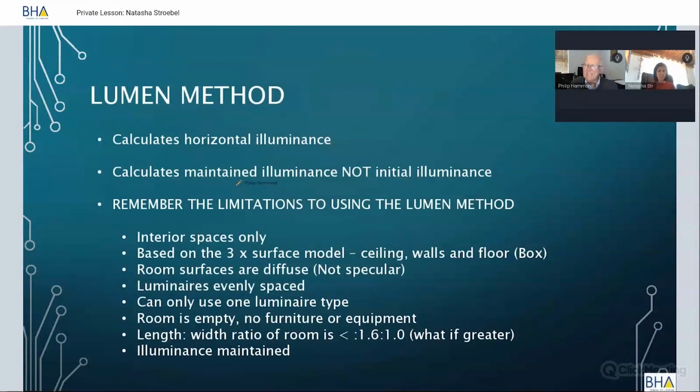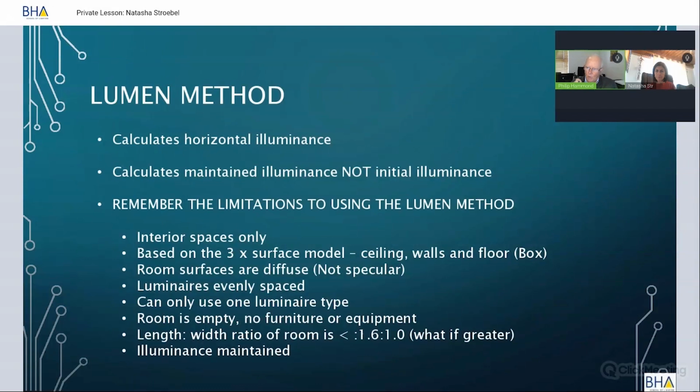It calculates maintained illuminance and not initial illuminance. Now, initial illuminance doesn't really apply to LED, but if you took fluorescent and turned it on for the first time, the initial illuminance would be higher until it settled down, and then it starts to fall. And over the lifetime, it depreciates. It gets less and less until the light goes a pinkish color and is no longer actually making light. The old fluorescent.